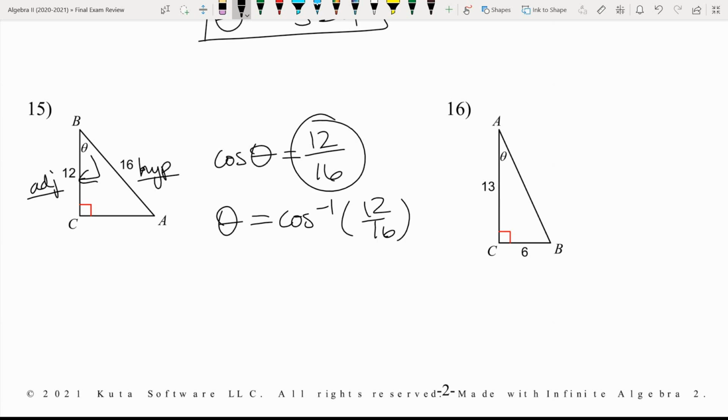And by the way, this is reducible, right? But you get the same result whether it's reduced or not. So you don't have to waste your time reducing that to 3/4, but you would get the same exact answer if you plugged in 3/4 here. Both those are divisible by 4. Okay, so just make sure you're using the inverse. You gotta hit that second button on your TI calculators.